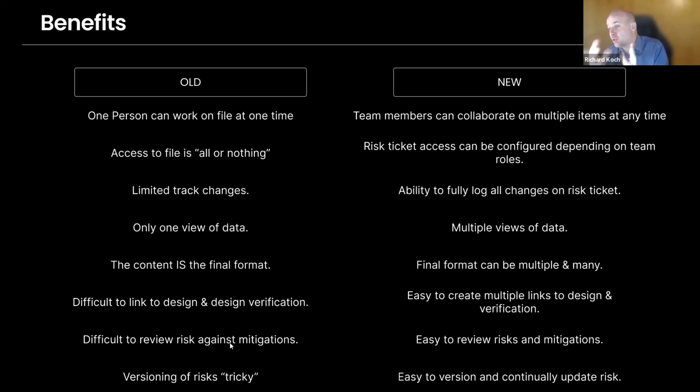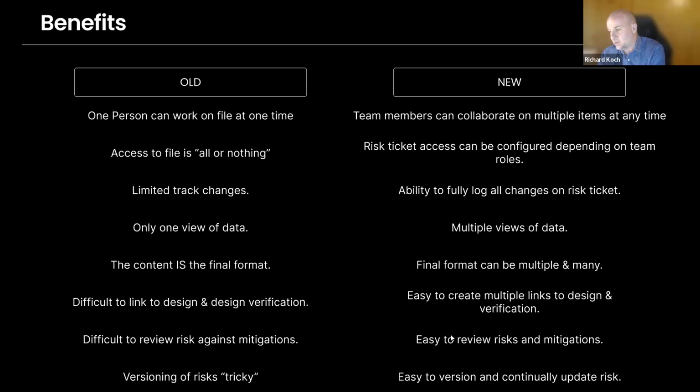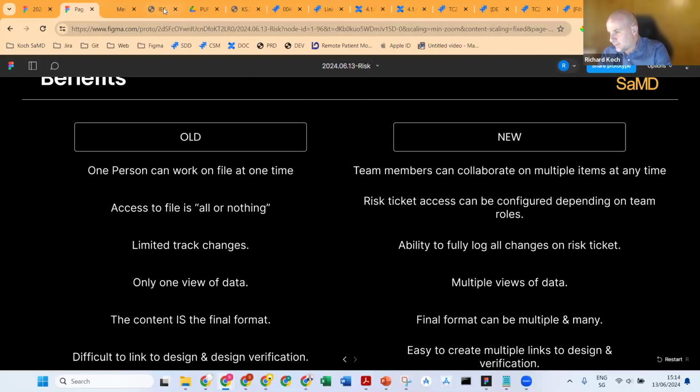Versioning of risks is tricky, I would say, at best, because you've got to manage the whole versioning of a spreadsheet with the versioning of different elements. Problems. Whereas in tickets, it's quite easy to version, and there are tools and plugins you can use for that, or there are manual processes. So that's kind of what I want to demonstrate today.